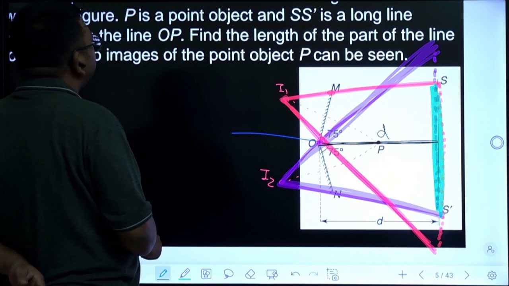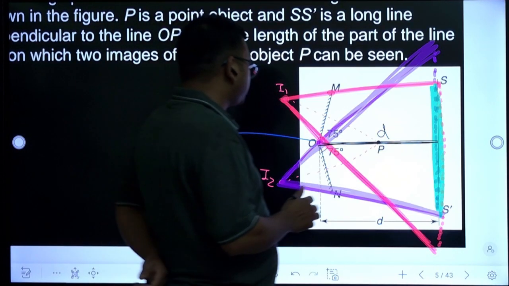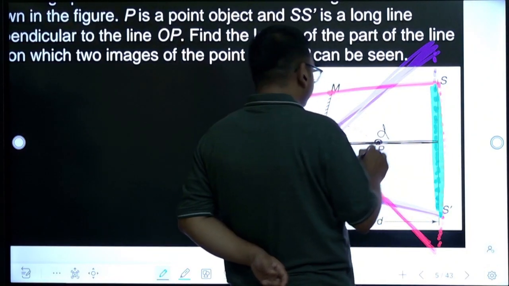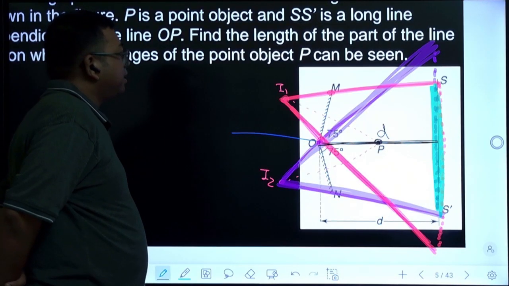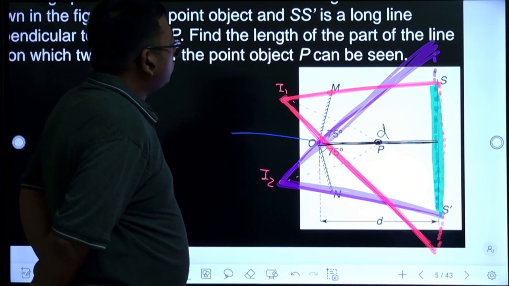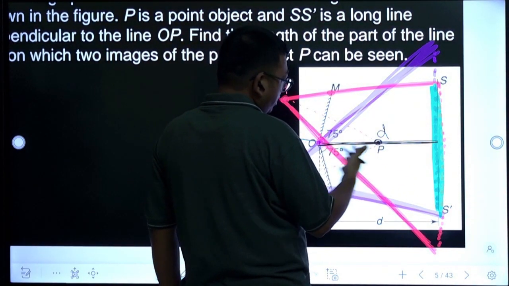Find the length of the part. They have not mentioned where it is. It looks like P is like the midpoint. So assuming that P is the midpoint, I think some symmetricity is looking.